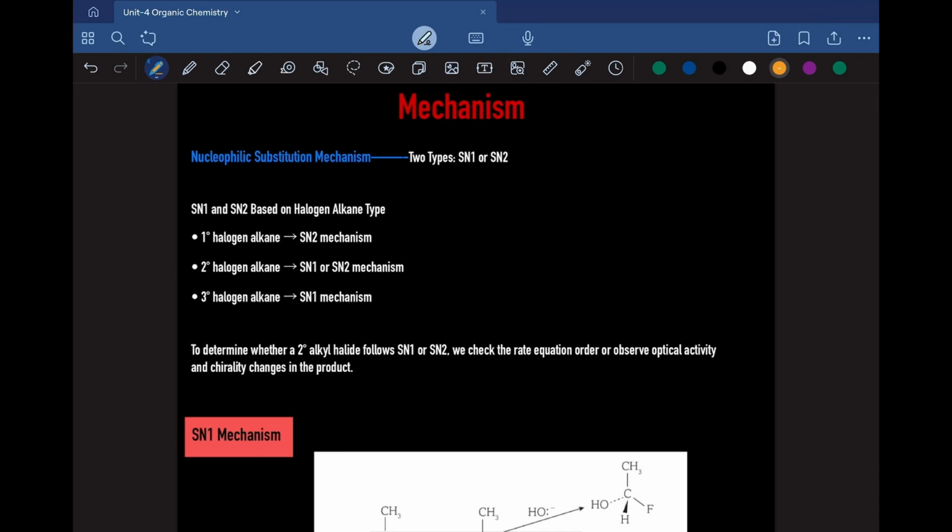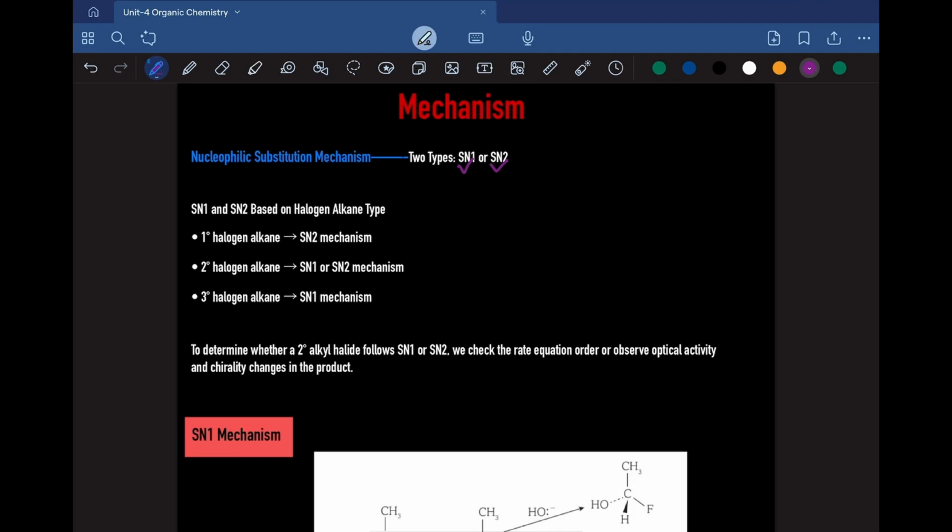Alright guys, so now let's start the mechanism, which is one of the most important chapters and one of the most important parts of Edexcel A-level chemistry, both Unit 4, Unit 5 and Unit 6 as well. So let's start. There are two types of mechanism, SN1 and SN2. Both of them are really important. So when does SN1 happen and when does SN2 happen?